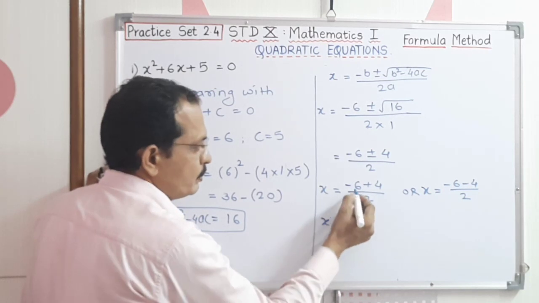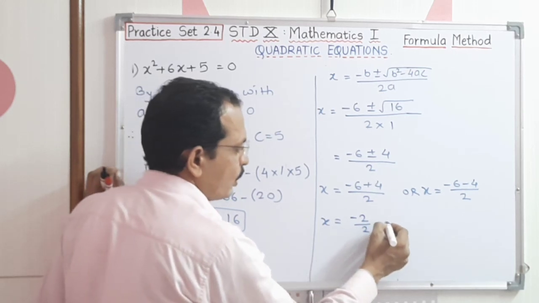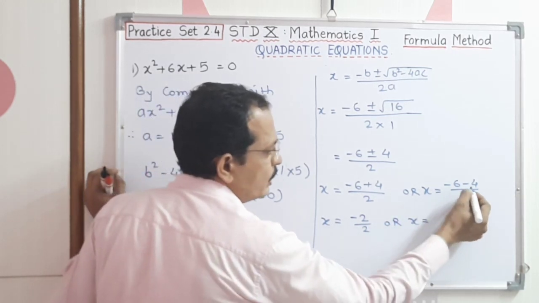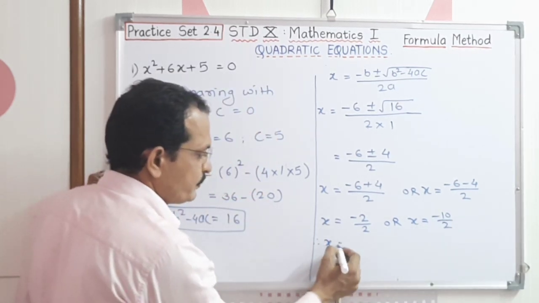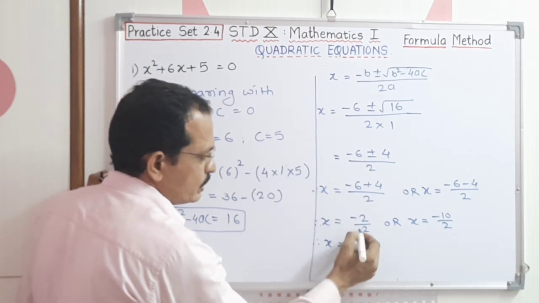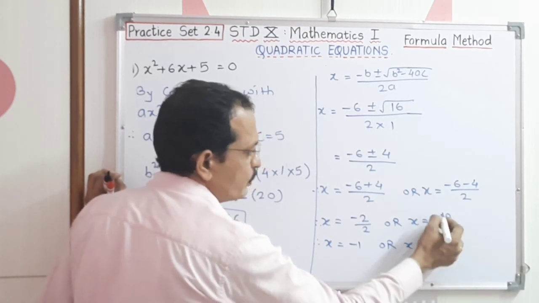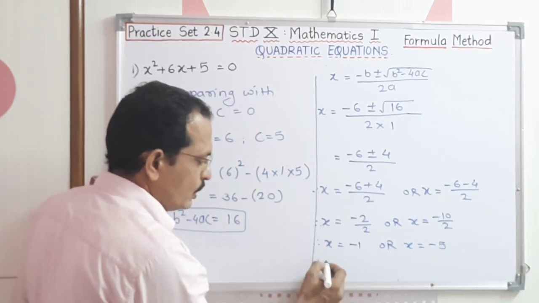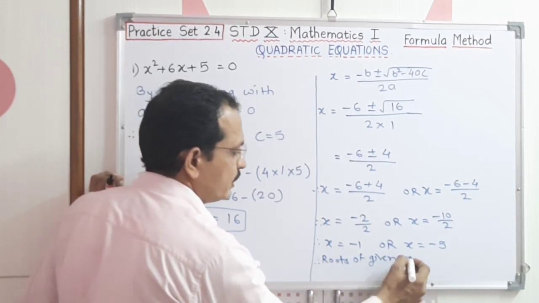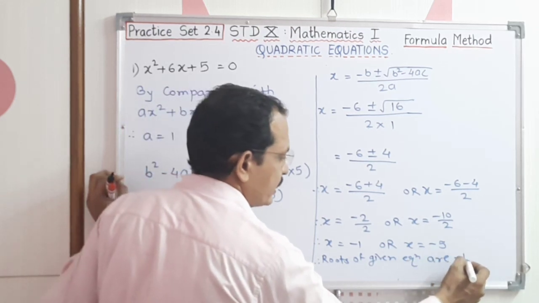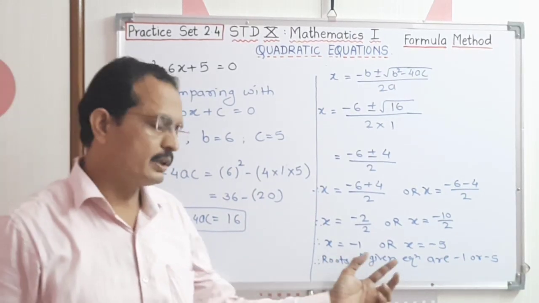Now x is equal to minus 6 plus 4, it is minus 2 upon 2, or we get here x is equal to minus 10 upon 2. Now x is equal to minus 1 or x is equal to minus 5. 2 5s are 10, therefore roots of the given equation are minus 1 or minus 5. This is the final answer.